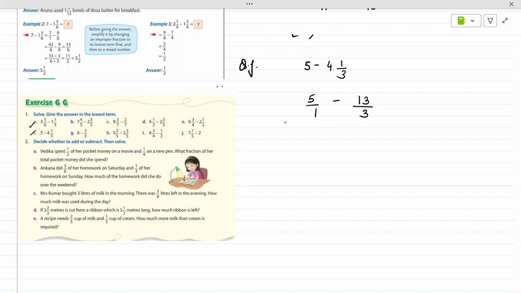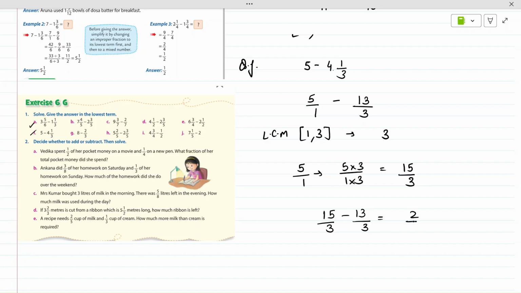So these two are unlike fractions. We can make them the same by taking the LCM of 1 and 3, which will be 3 here. Now what we have to do, change it to like fraction. So multiply 1 with 3, multiply 5 with 3. We will get 15 by 3 here, and the other there is no need to change because we already have 3 in the denominator. So now let us subtract. 15 by 3 minus 13 by 3 will give us 2 by 3, which is a proper fraction and our answer. Okay, so this is how kids we can do these questions. Same things you have to apply which we have learned in the addition part.